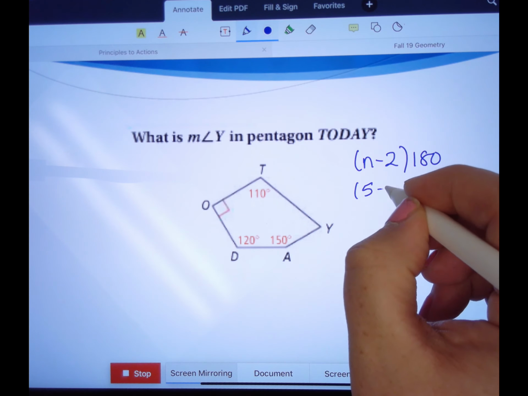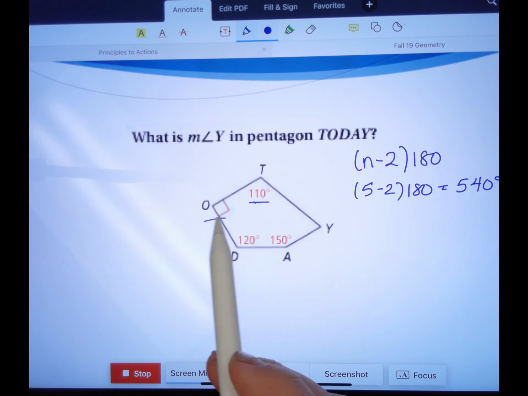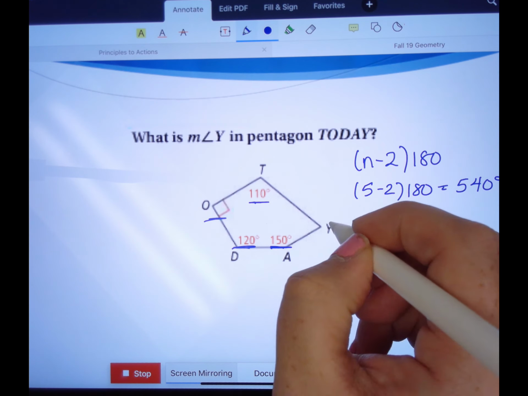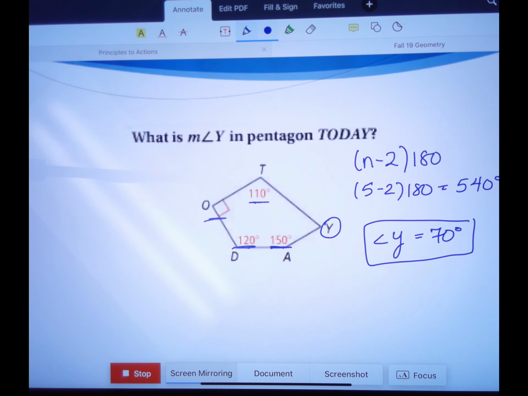So you're going to say 5 minus 2 times 180. So what's 3 times 180? So there's 540 degrees in any pentagon. Okay? So we've got 540 degrees out right here. Now we know that 110, 90, 120, and 150 are already in there. So we just need to subtract all those from 540 and see what's left. So angle y here is 70 degrees, because you subtracted all those out from the 540.